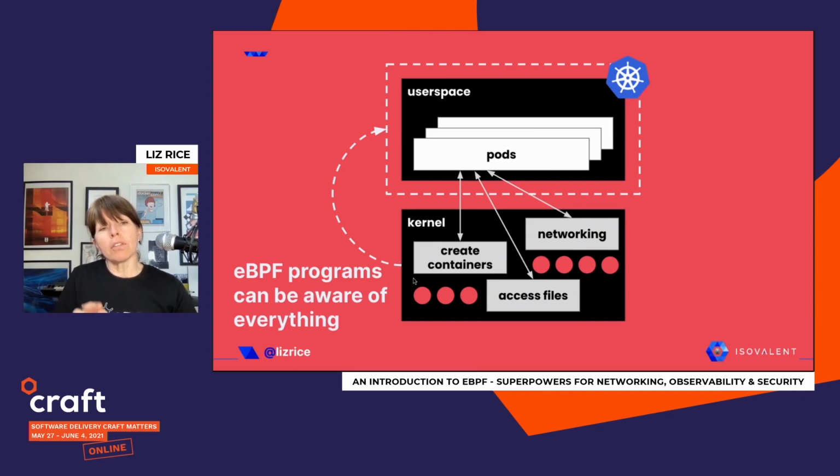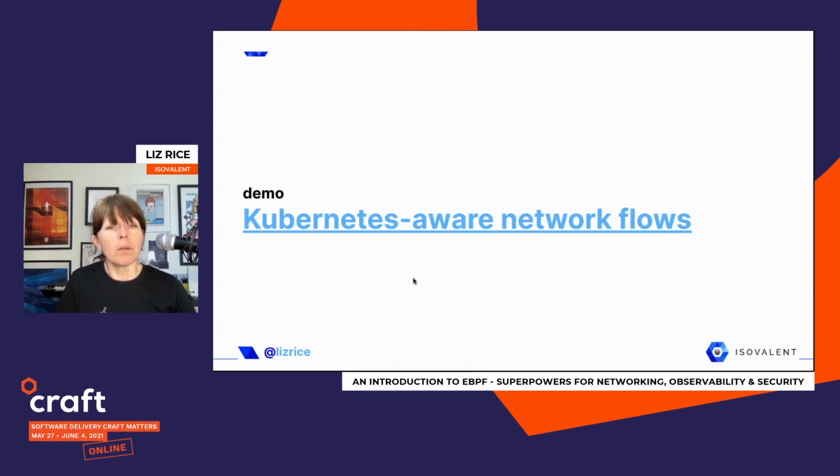So because our eBPF programs are aware of everything that's happening pretty much across the whole machine, we can write eBPF programs to be Kubernetes aware. So the next thing I want to show you is a little bit of a demonstration of how Cilium is aware of Kubernetes identities and how we can tie this into network flows that are aware of these Kubernetes identities.